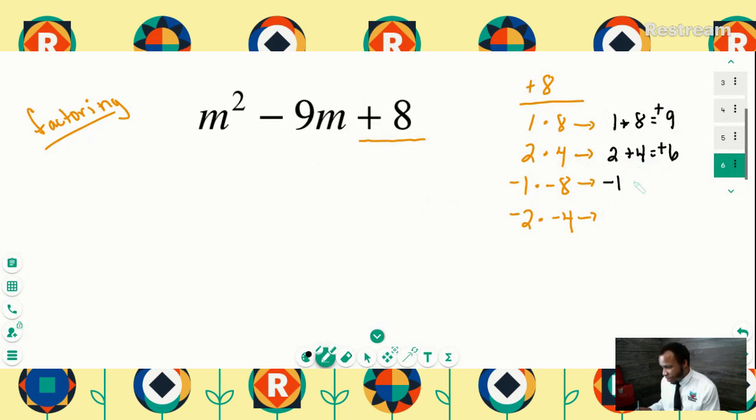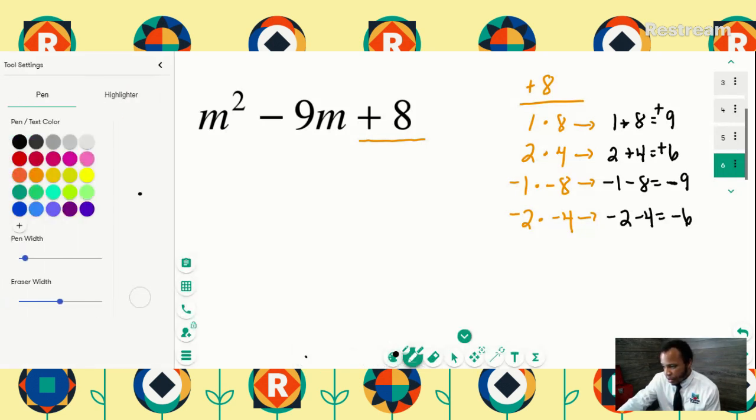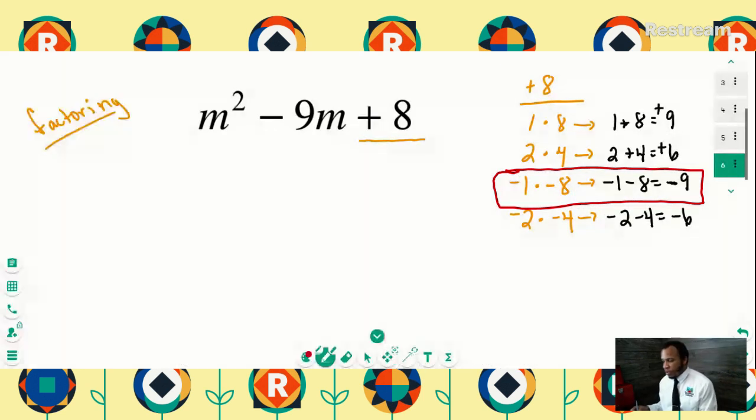Here we have -1 minus 8. Both of these have a negative sign, so we keep the negative, and then 1 plus 8 gives us 9, and this gives us -9. And just to show you that the other one won't work, we'll write this one out. -2 minus 4, that gives us -6. Now of these 4 pairs of factors, the only one that works is this third one right here. So we know that of those factors, this will be the group that we're using.